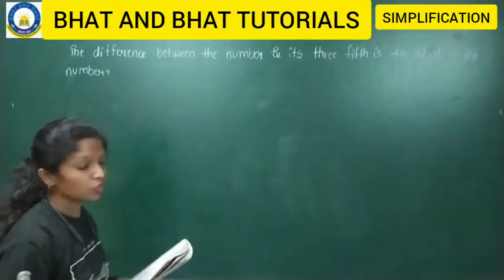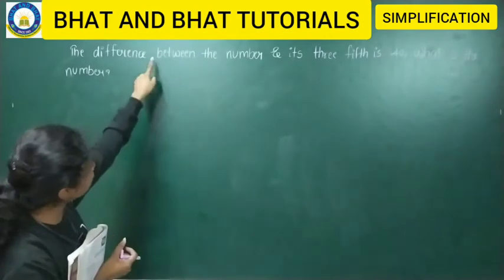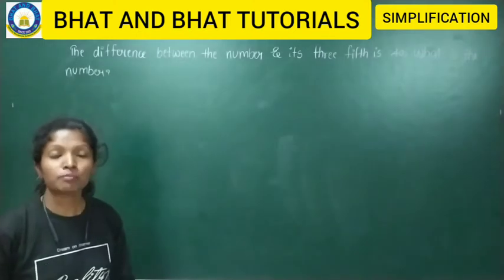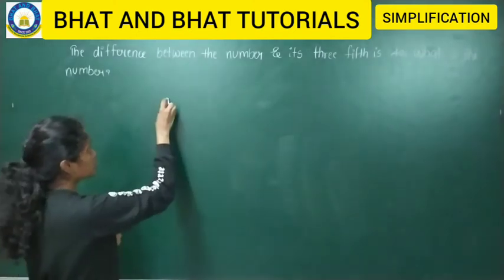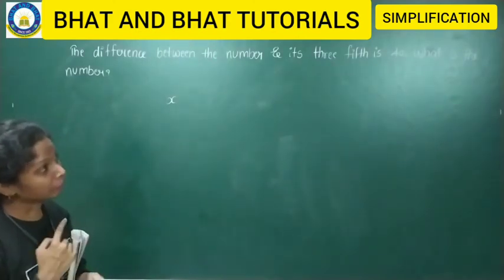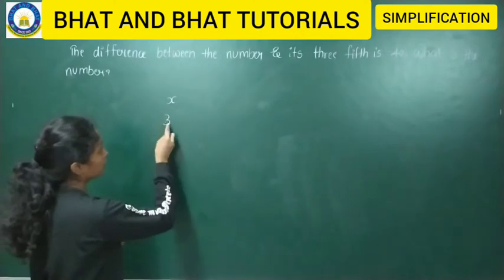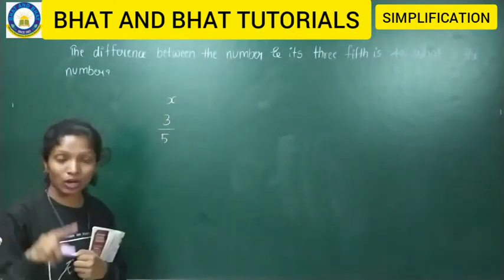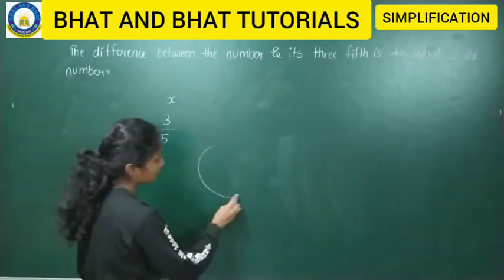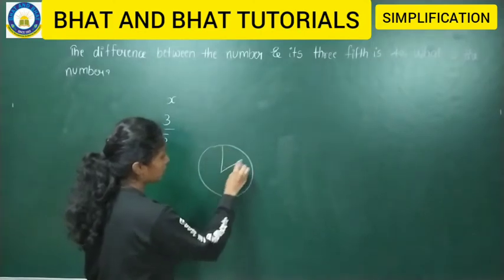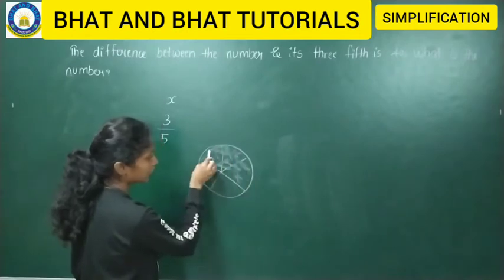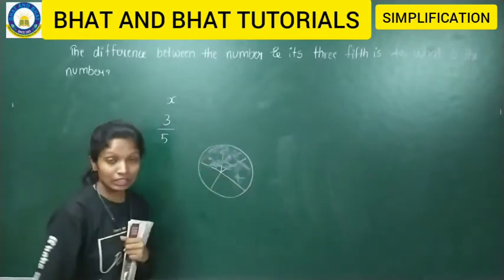So this is your question. See the question. What they are telling is the difference between the number. So there is one number, and they are not telling you which number it is. When they are not telling the number, what do we usually do? We are going to consider the number as x. And its 3/5 is 40. 3/5 means 3 divided by 5. Say for example, this is a circle and there are 5 parts: 1, 2, 3, 4, 5. In that, 3 parts have been shaded. That means we are going to call this 3/5.